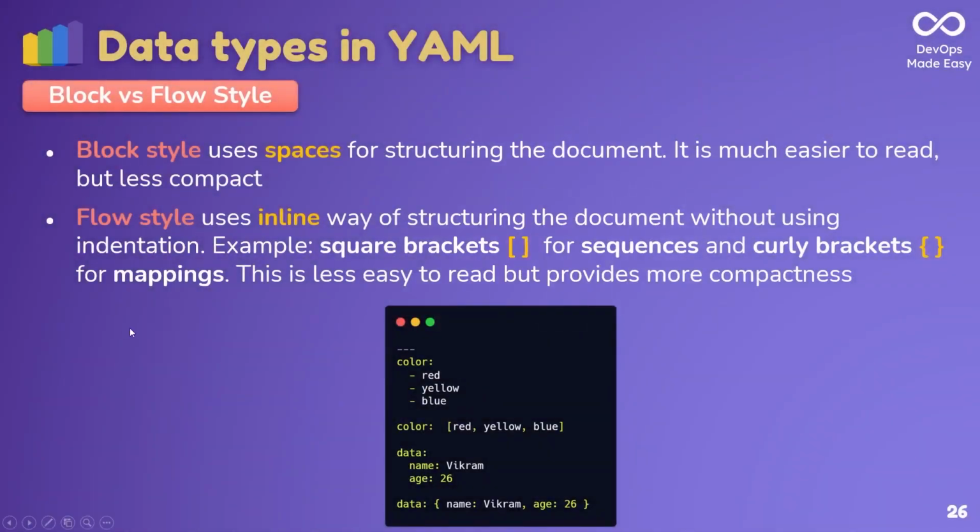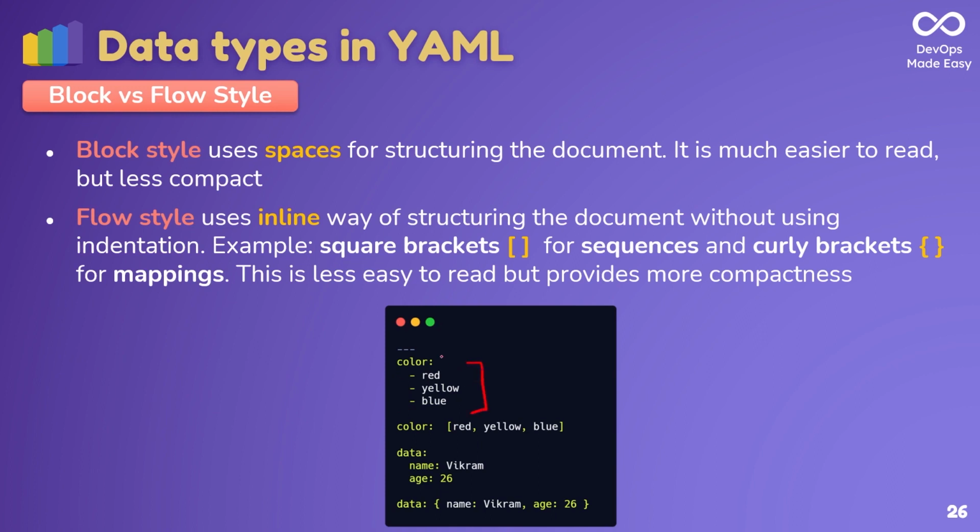So now we were talking about block versus flow style. There are two forms of indicating lists or any data type in YAML. The first one is the block style. Block style uses spaces for structuring the document. Let's say here, color is the key, value is a list. I can list the elements like this inside the square brackets, like I can go red, yellow, blue, but I can also mention it like this with the spaces at the front. Okay, so block style.